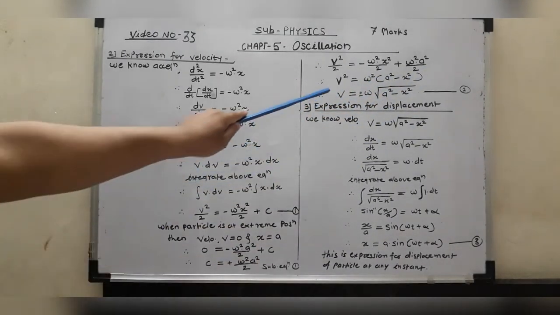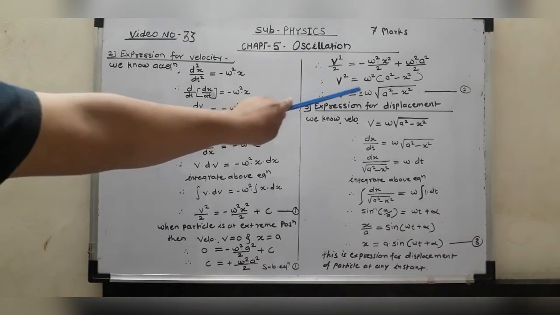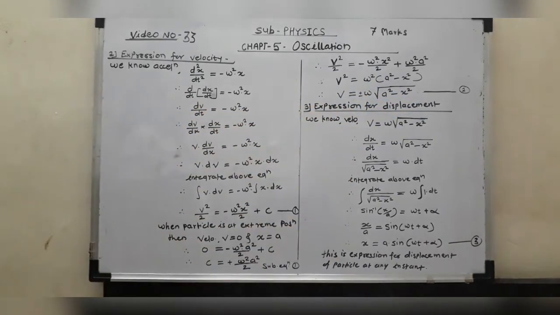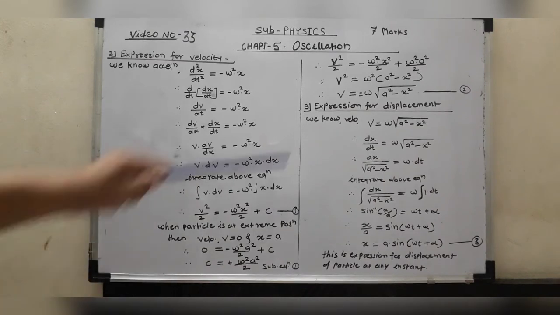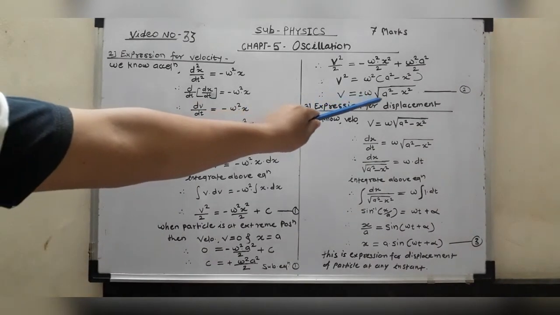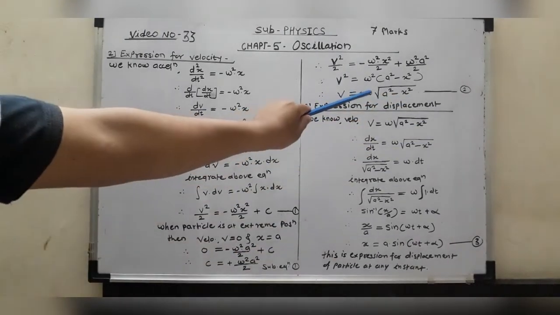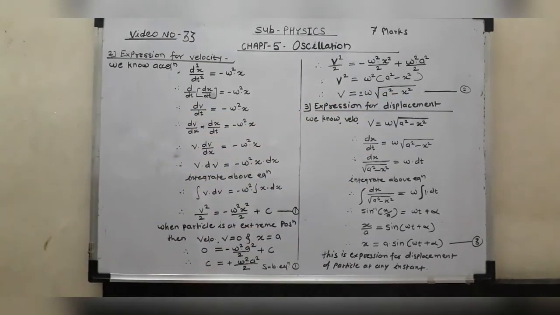Also we can take the square root of the above equation. Then we can write v is equal to plus minus omega under root A square minus x square. This is the expression for the velocity of a particle performing SHM. When a particle performs SHM, its velocity v is equal to omega under root A square minus x square, where v is the velocity, omega is the angular frequency, A is the amplitude, and x is the displacement.